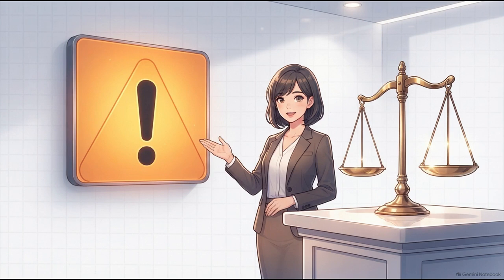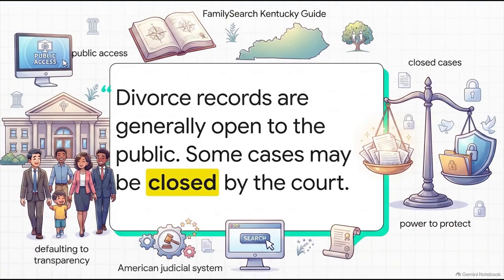To sum it all up, there's a great little note from the FamilySearch Kentucky Guide that I think hits the nail on the head. Divorce records are generally open to the public. Some cases may be closed by the court. It perfectly encapsulates the delicate balance of the American judicial system, defaulting to transparency while still holding the power to protect the vulnerable when necessary.